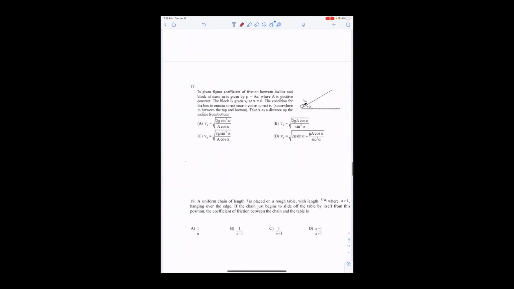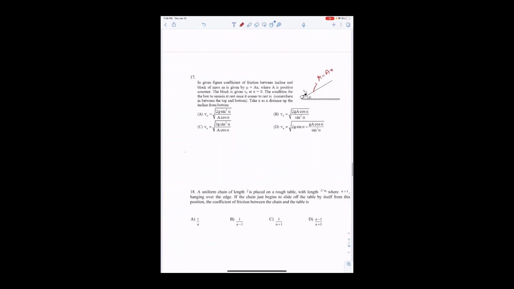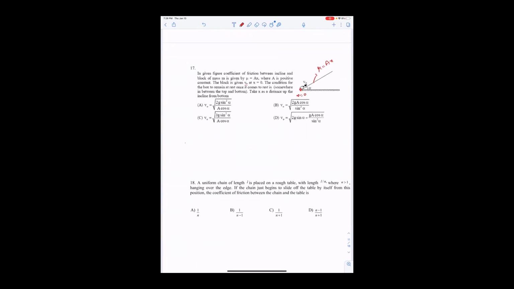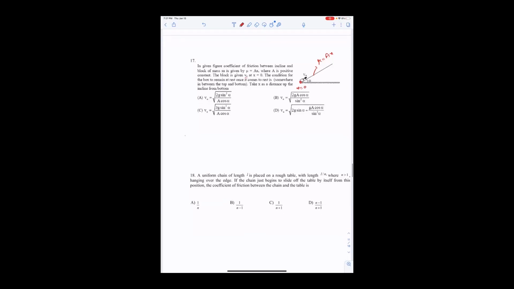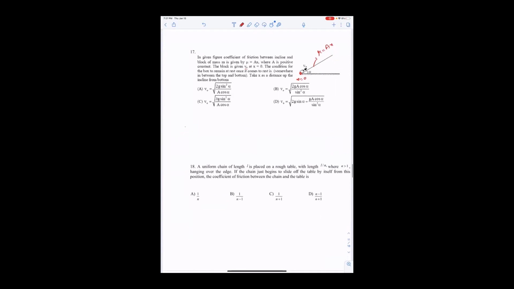Then 17th. In given figure, coefficient of friction between incline and block of mass m is mu equals ax. So mu here is not constant. Mu is equal to a into x, where a is a positive constant. The block is given initial velocity v naught at x equal to 0. The condition for the block to remain at rest once it comes to rest. So once it stops, it should stop somewhere between the top and the bottom. Here x is the distance along the inclined plane from the bottom.